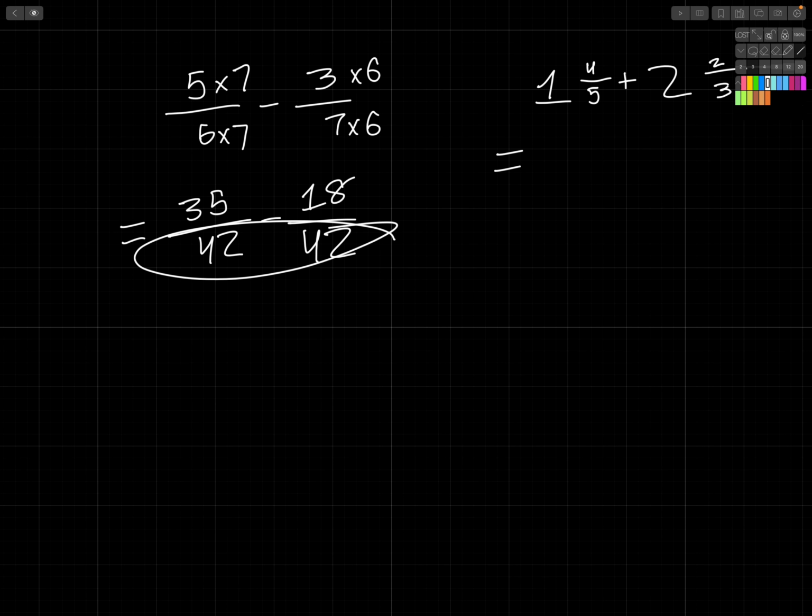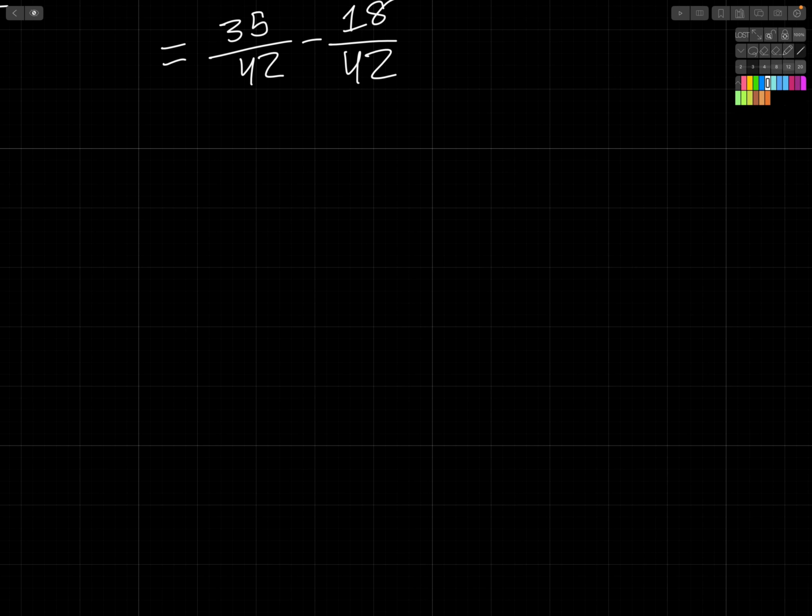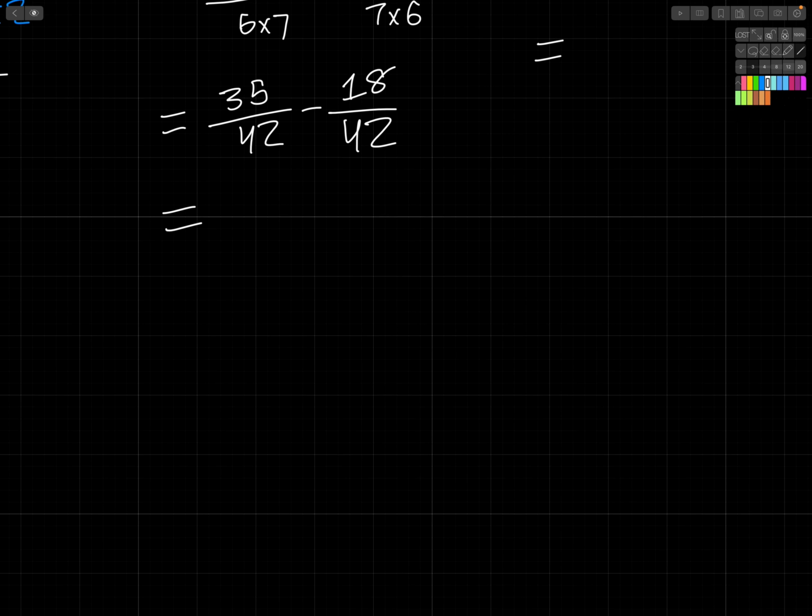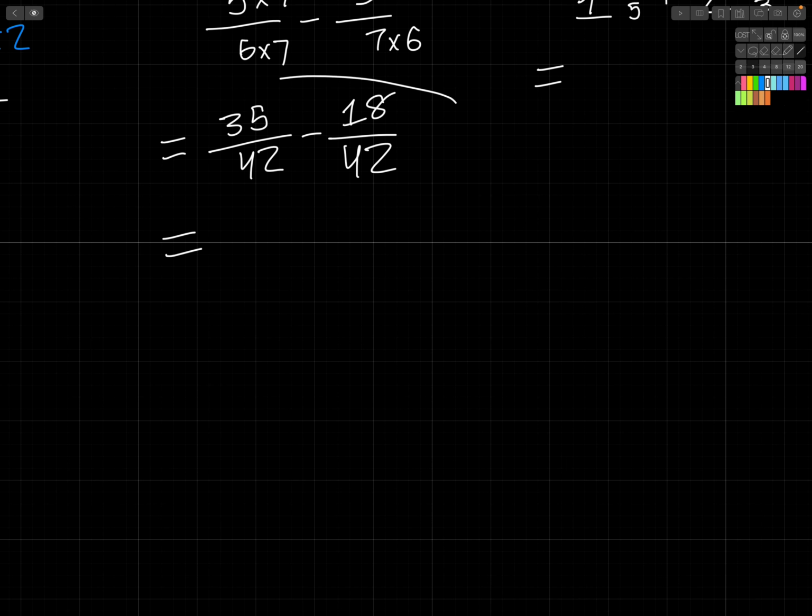Now we have the same denominators. Hooray! And now we can just do basic subtraction. 35 minus 18 is 17. Over, and then always keep the denominator the same, 42. And now see, can we simplify this even further? No, we can't. All right, we're good.